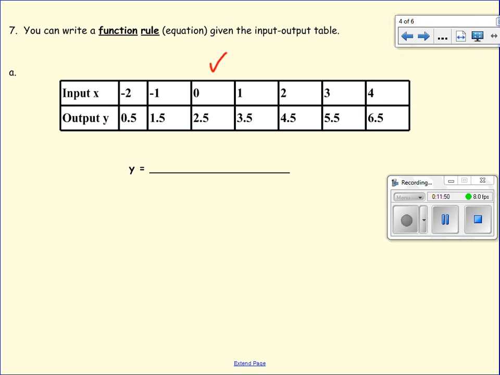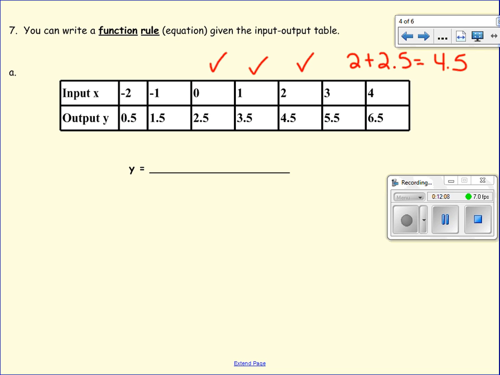Let's see if it works for 1. Okay, 1 plus 2 and 5/10, yes, that is 3 and 5/10. What if I had 2 plus 2 and 5/10? Yes, that equals 4 and 5/10. So it works for 3 of those.